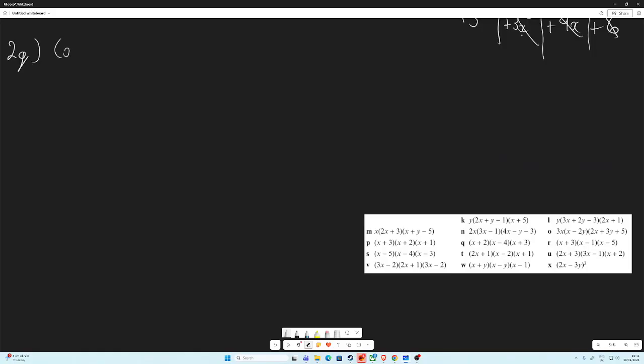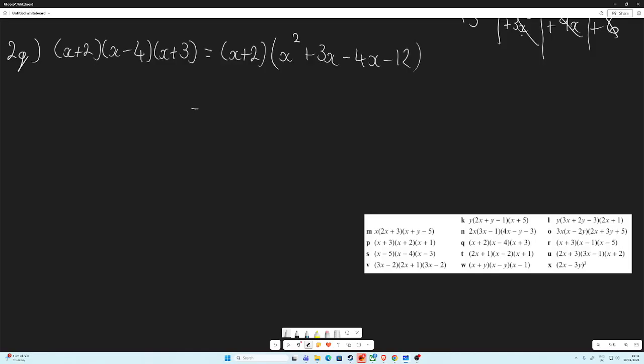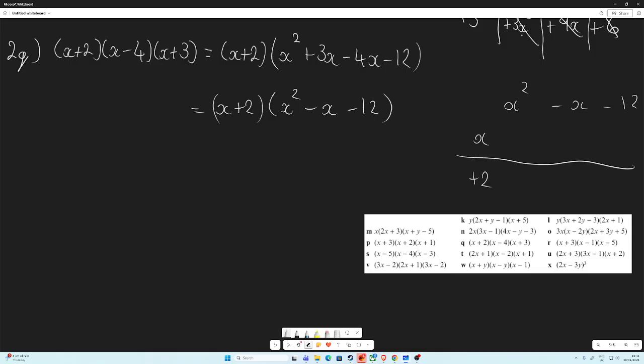So x plus 2, x minus 4, x plus 3. So that's x plus 2 times x squared plus 3x minus 4x minus 12. So that's x plus 2 times x squared minus x minus 12. Same thing again, so that's going to be x squared minus x minus 12, x plus 2.